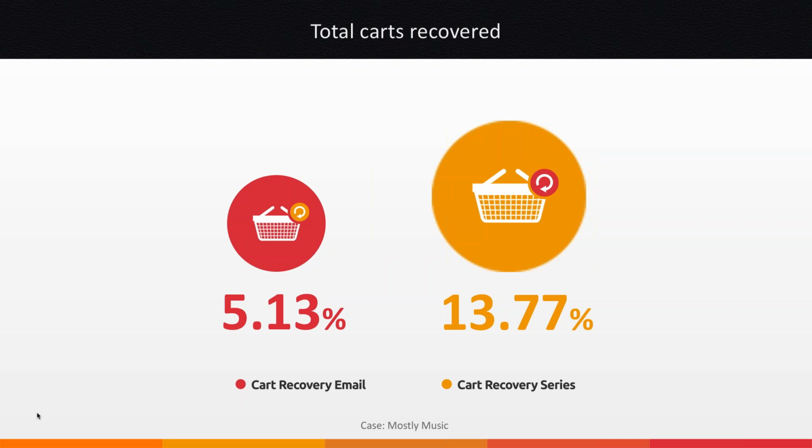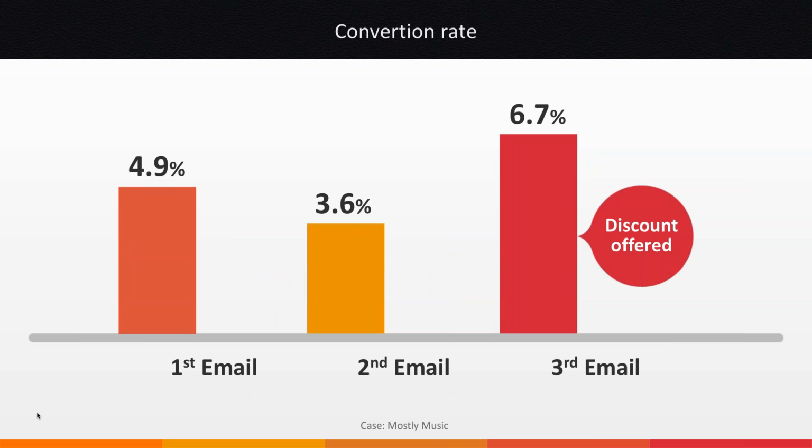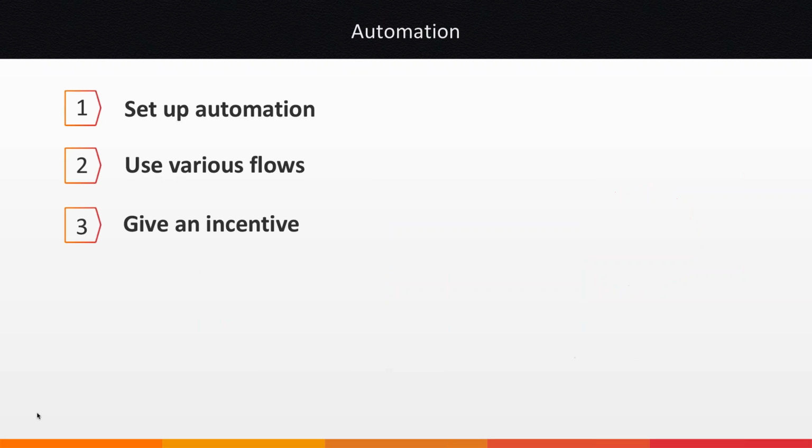If the first email covers more than 5% of all abandoned carts, having a series may almost triple your results. And here is an example, a case study of Muslim music. We analyzed that data. The first email is the most effective. But if you offer a discount on a third email or any other incentive, for example free delivery or some free samples, which might be offered on the third email only, it may become the most effective email. Of course, you will lose a little bit of your margin, but still you will get the sale.